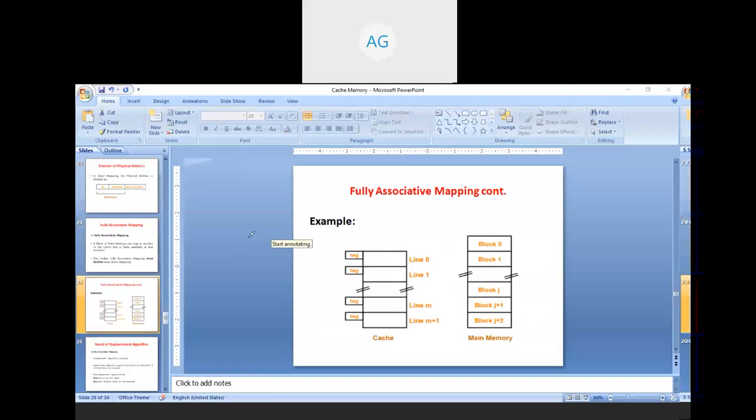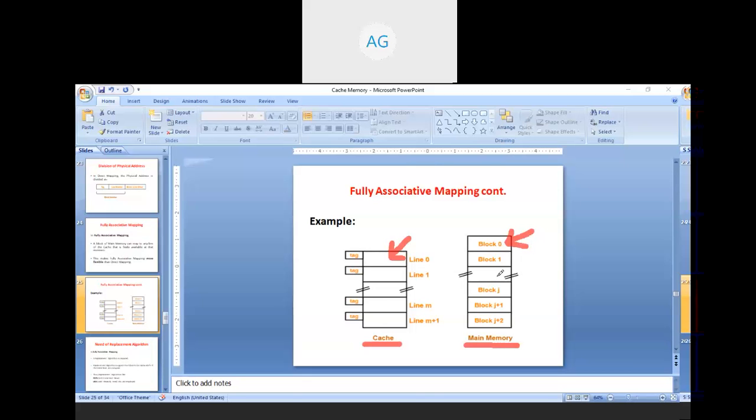So it can be cleared from the diagram. So in the case of fully associative mapping, we have basically two memories, cache and the main memory for mapping. The main memory is divided into equally sized blocks: block 0, block 1 and so on. In the same way, the cache memory is also divided into equally sized lines, like line 0, line 1 and so on. Care must be taken that the line size in the cache memory is the same as the block size in the main memory.